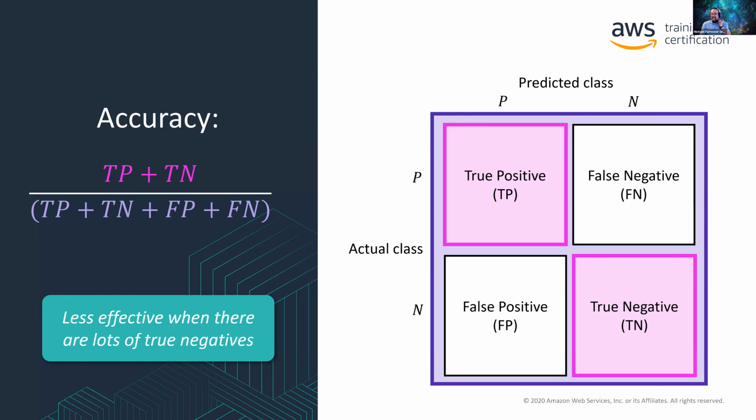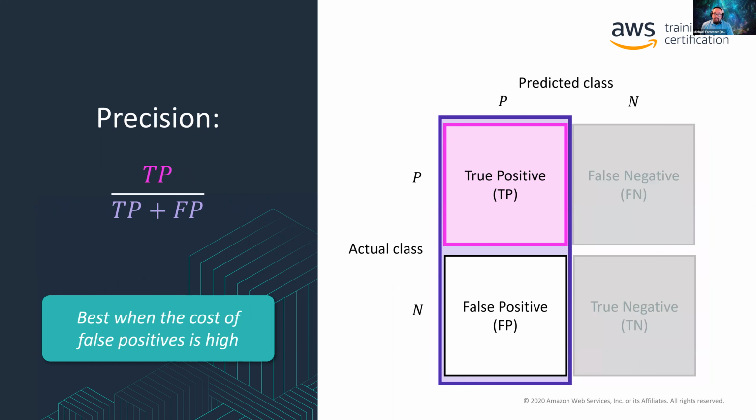So, well said. Okay, so this is one you want to remember. This is the sum of all that's true with the sum of everything. Divide everything into the sum of all that's true. Then we got precision. Precision is great when false positives, which by the way are negatives, right? When the cost of false positives is high, right?